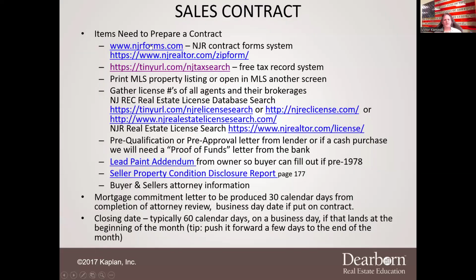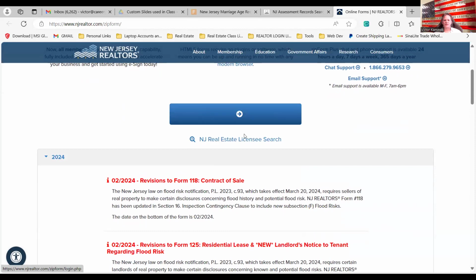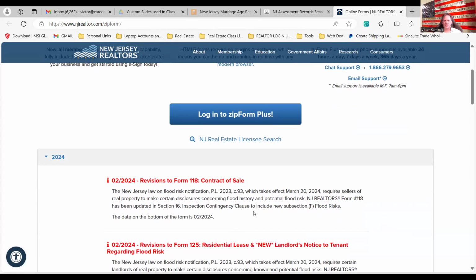All right, but NJR Forms is that shortcut that I made for you that'll take you to the New Jersey contract form system. Takes you here, njrealtor.com/zipform. That's the contract form system that we can log into, and we could create contracts from. We could create profiles for our client. We could go back, update contracts. We could create digital contracts.